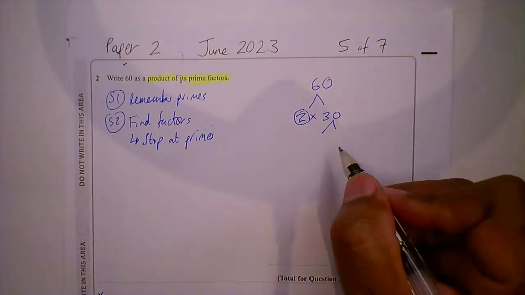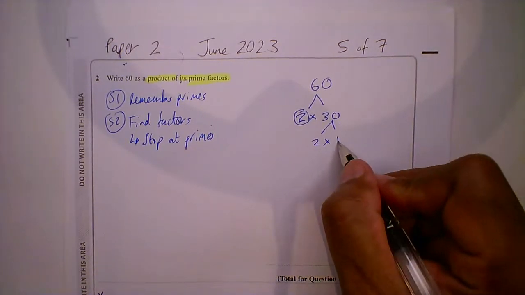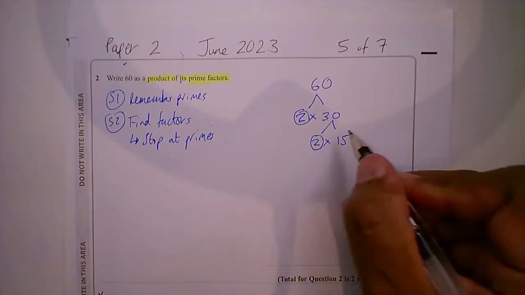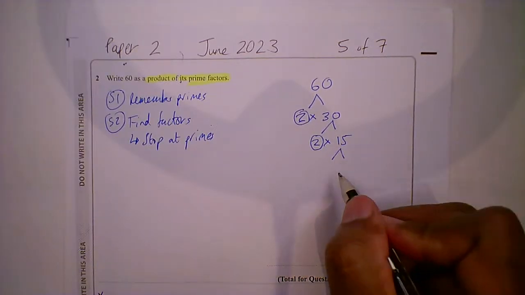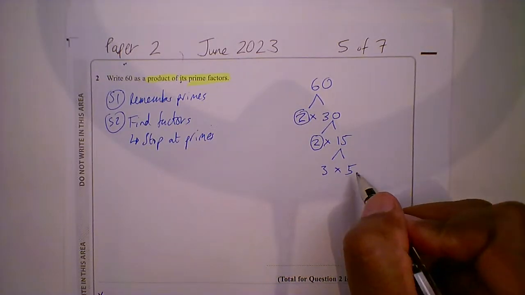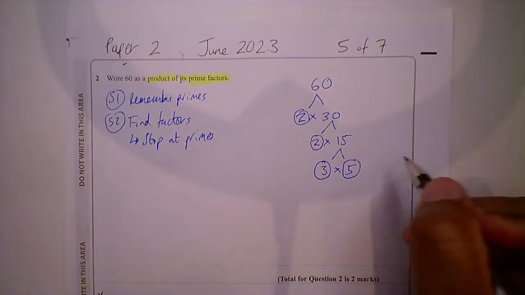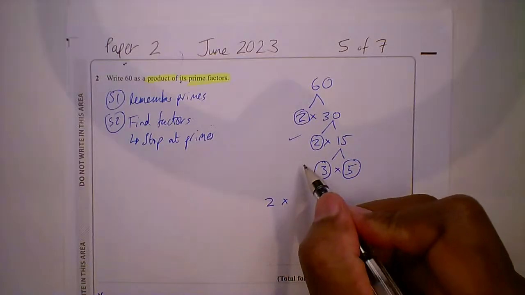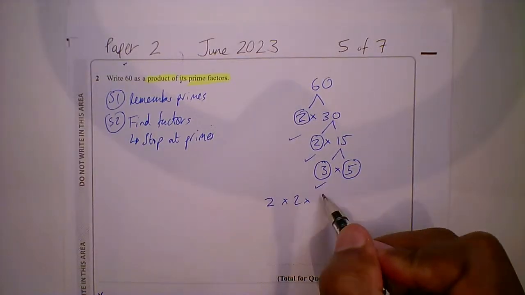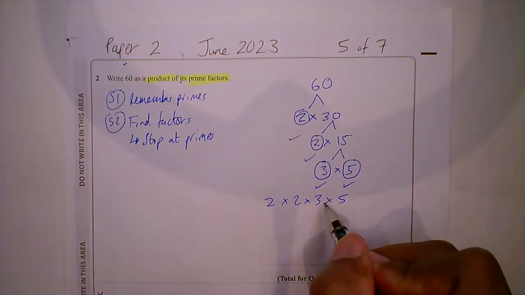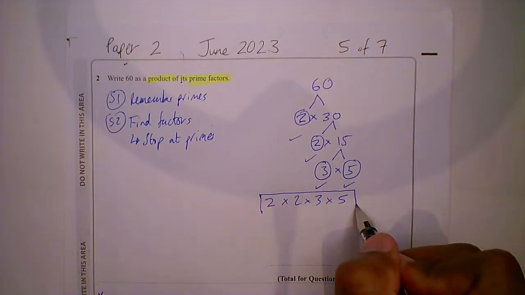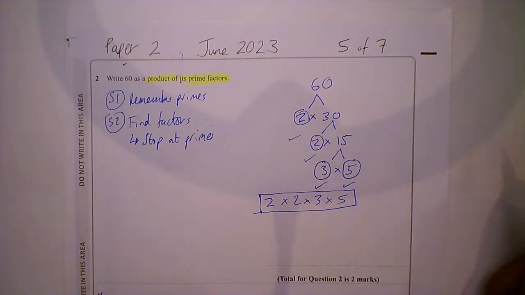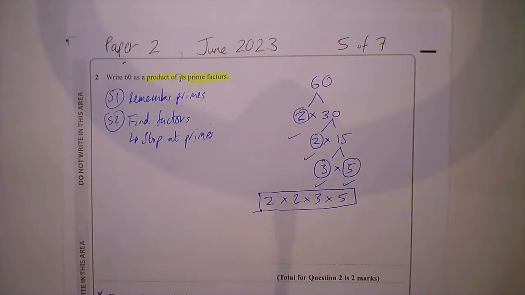Again, another even number. 2 times what gives me 30? It's 15. 2 is a prime number. 15 is 3 times 5. So 15, 3 is a prime number, 5 is a prime number. Write this out: 2 times 2 times 3 times 5. Okay, I'm ticking them as I go along just to make sure that I don't forget any numbers. I hope you got that correct as well.